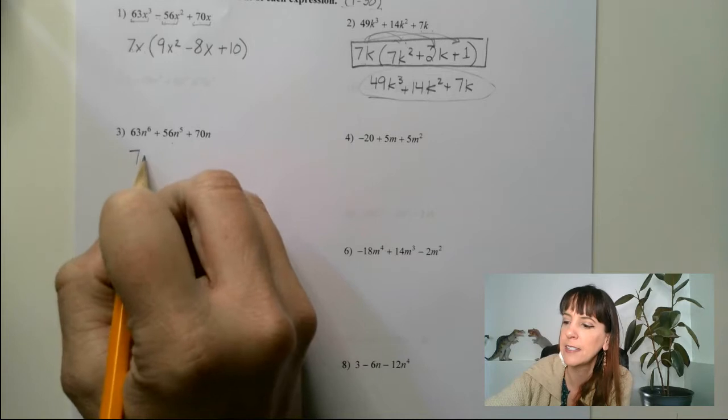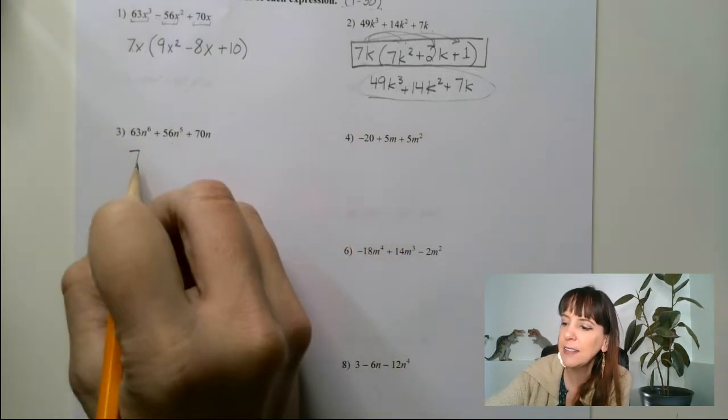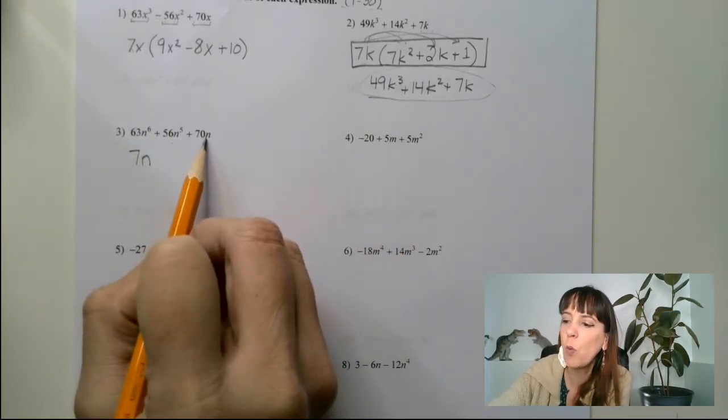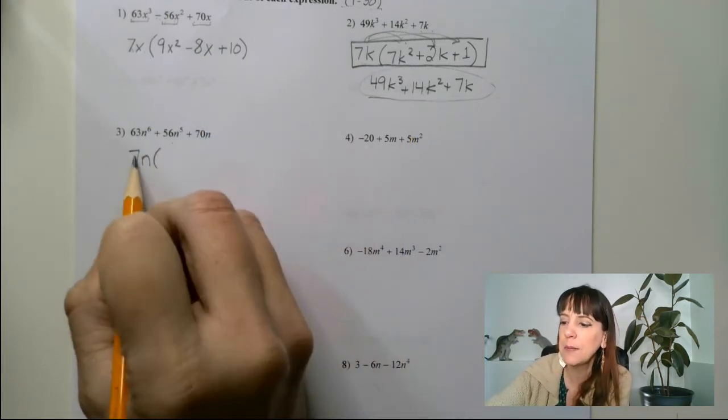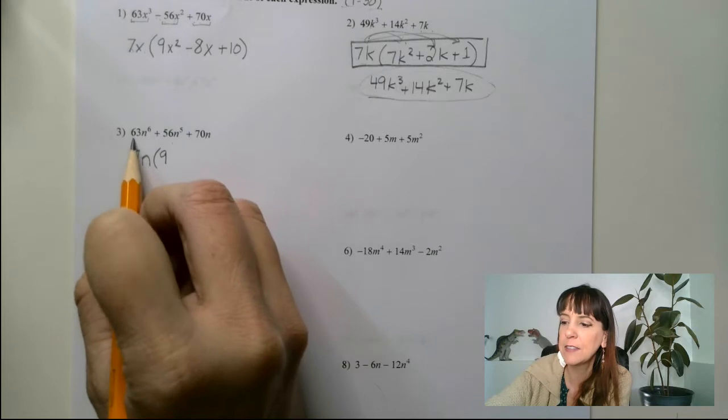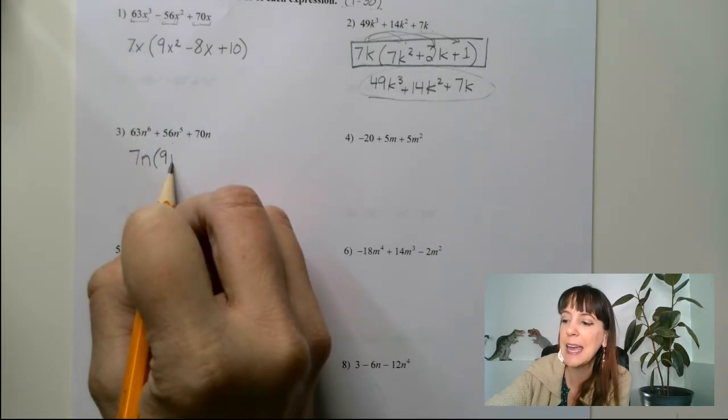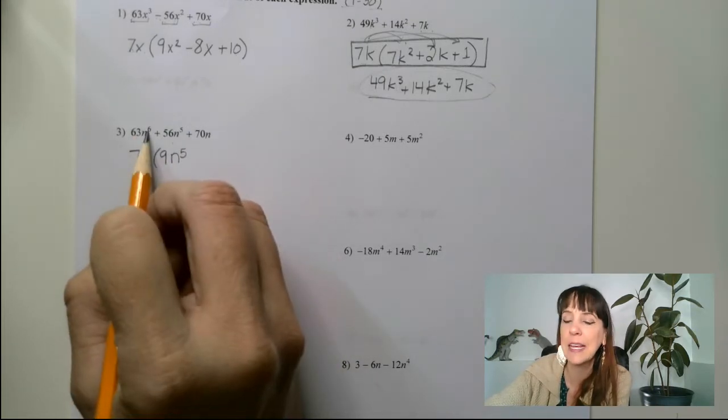I'm so sorry. I didn't double check these. This is 7, and there's 1 in here, 5 here, 6 here. I can only take out 1. This is going to be 7 times 9 gives me 63. N times n to the 5th gives me n to the 6th.